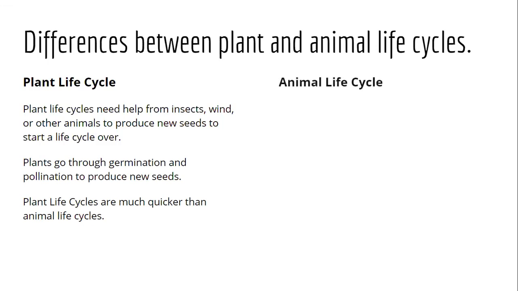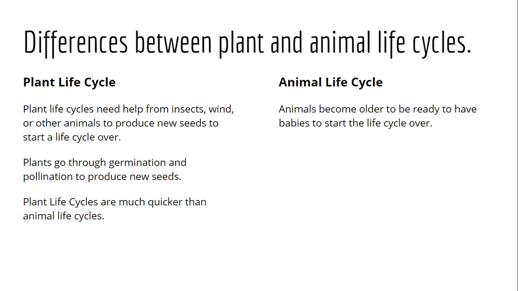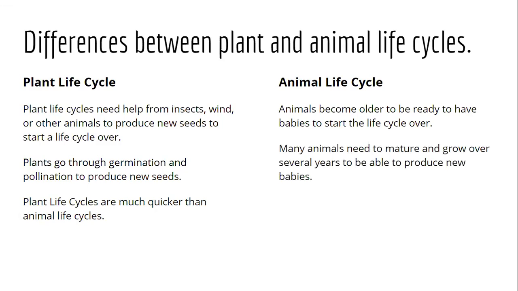So, an animal life cycle. Animals become older to be ready to have babies to start the life cycle over. So they have to become older, and it takes a while for them to grow into those adults to have babies to start the life cycle over. Many animals need to mature and grow over several years to be able to produce new babies. This is different to plants because plants don't take as long to go through the germination process. Animal life cycles take a longer time than most plant life cycles.